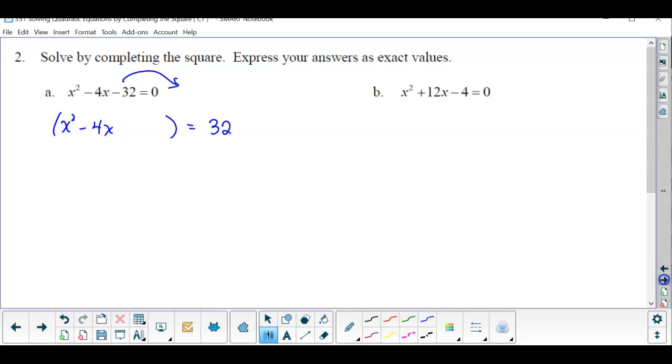So then, if you remember back to functions, we would take half of negative 4 and square it. So negative 2 squared is positive 4. So we would add it there. Normally, we would also subtract it. But let's think.